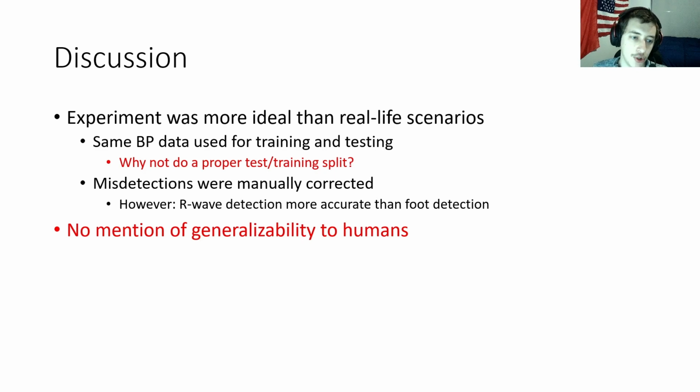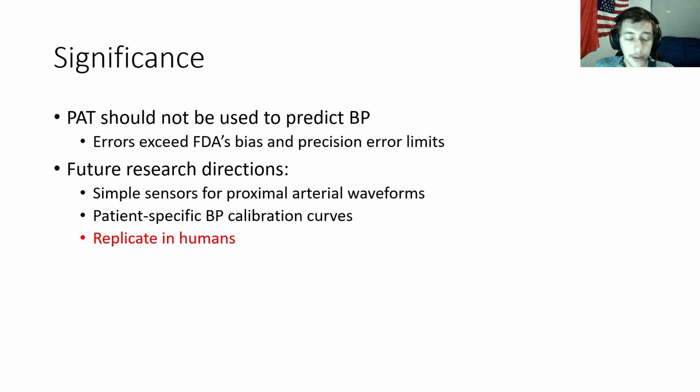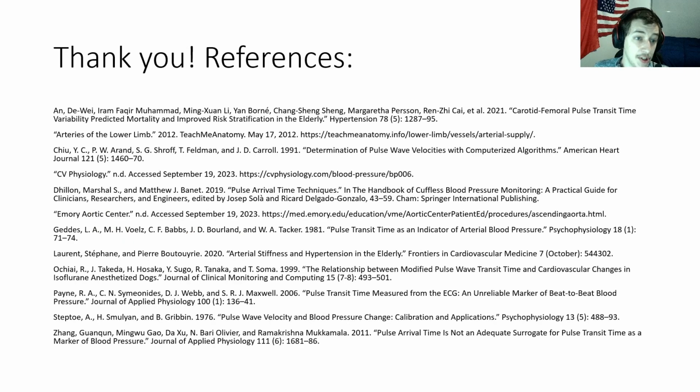And as I mentioned, they never generalized to humans or talked about how they could generalize to humans. But overall, this paper was still significant because it showed that pulse arrival time should not be used to predict blood pressure, as the error in this prediction actually exceeds the FDA's guidelines for bias and precision. They also suggest that future research should look at how to better measure pulse transit time using the proximal arterial waveforms, as well as coming up with patient-specific ways of translating pulse transit time prediction to actual blood pressure. And I would suggest that they should also try to replicate this in humans. But yeah, these are my references, and thank you.